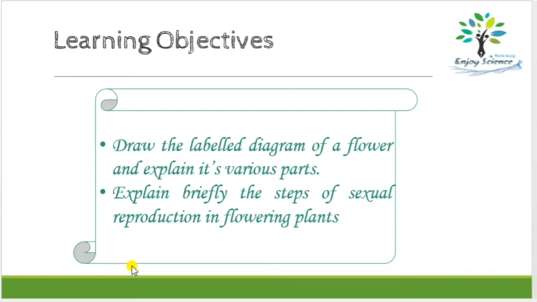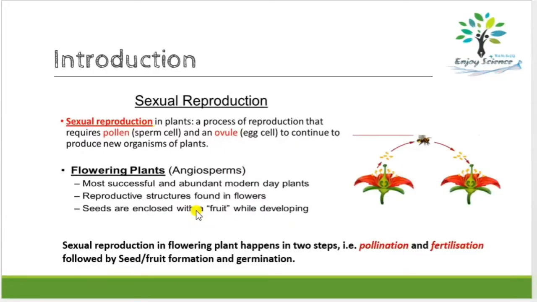Before you start watching this video, I want you to remember the learning objectives, because if you just watch the video for the sake of watching, then it will be useless, right? If you know the learning objectives, you'll watch very carefully and learn the key points. What is the main lesson you are going to learn from the video? For today's video, your learning objectives are: draw the labeled diagram of a flower and explain its various parts, and explain briefly the steps of sexual reproduction in flowering plants. So first let's see the introduction.